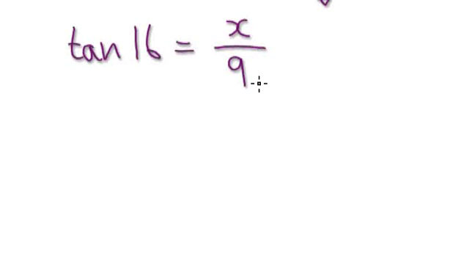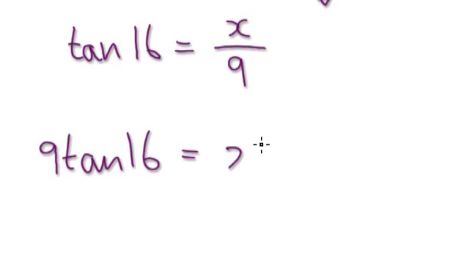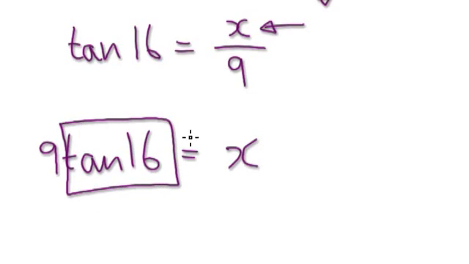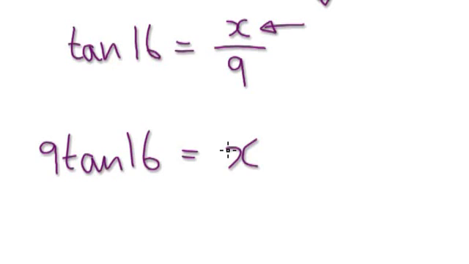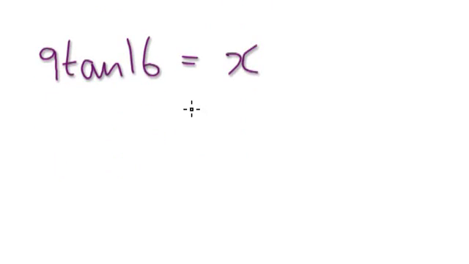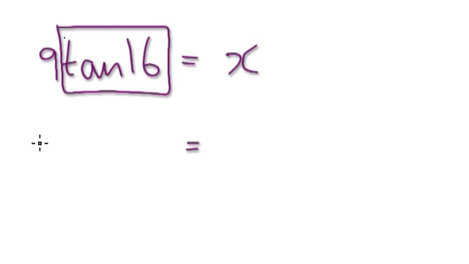Now x happens to be on top, so you just times 9 to both sides, so it will be 9 tan 16 equals x. You're trying to find out x, so you times both sides by 9. Remember, this is just a number, so let's jump to our calculator.